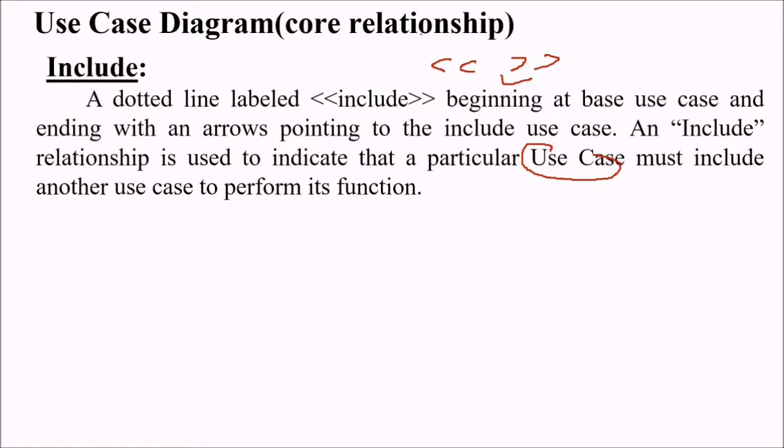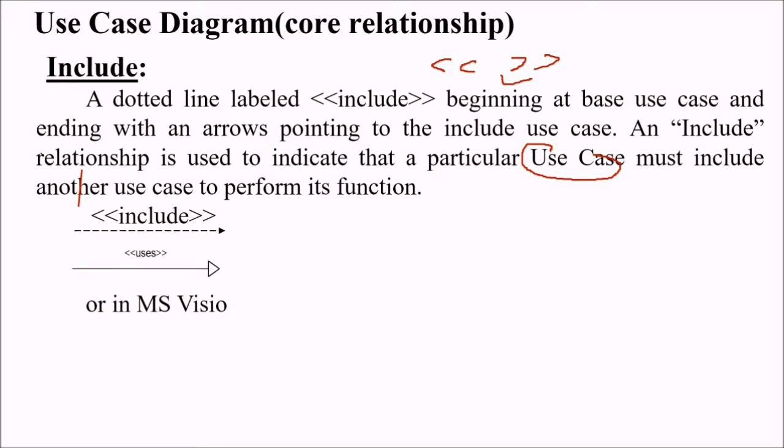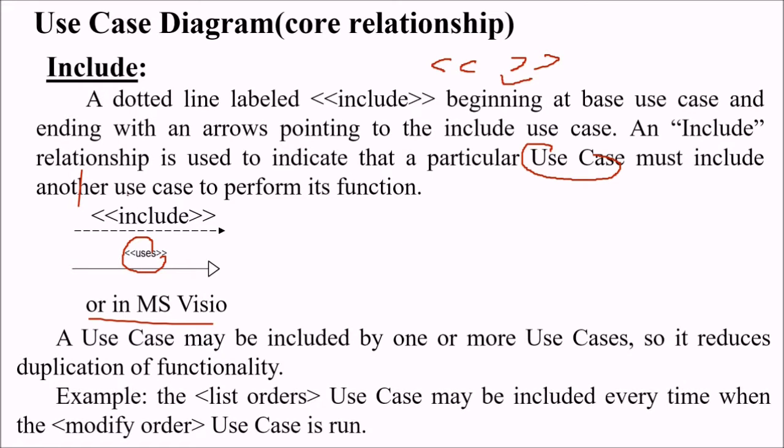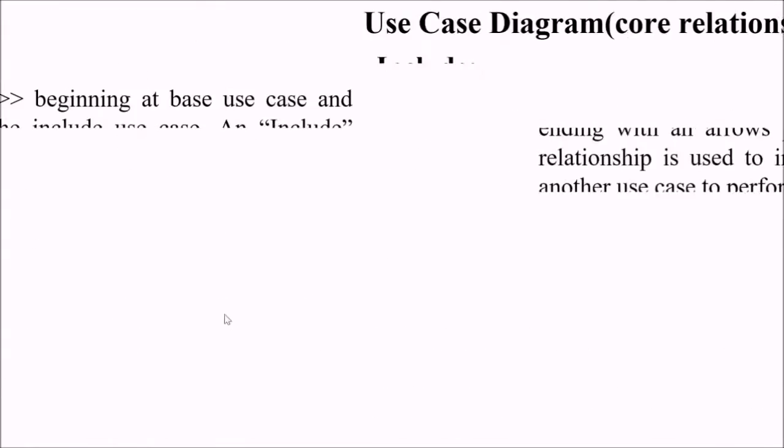So one use case holds inside another use case. For example, this is include, and it uses something. A use case may be included by one or more use cases, so it reduces the duplication of functionality. For example, the list order use case may be included every time a modify order use case is run. So modify order and list order, in this they can be included. One can include the other.